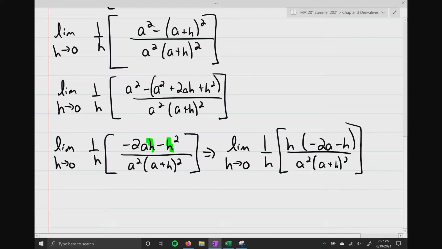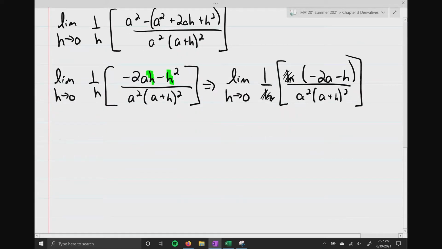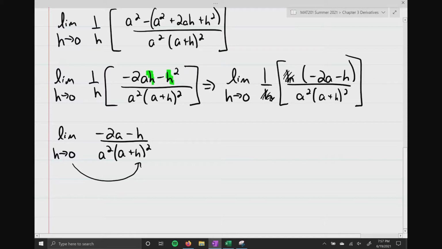By doing that, my h's reduce to leave me with a limit as h approaches 0 of, in the numerator, negative 2a minus h all over denominator a squared times a quantity a plus h squared. Now I'm going to make my substitutions. In other words, I'm going to evaluate the limit. So that's going to give me negative 2 in the numerator, and then a squared times a in my denominator.